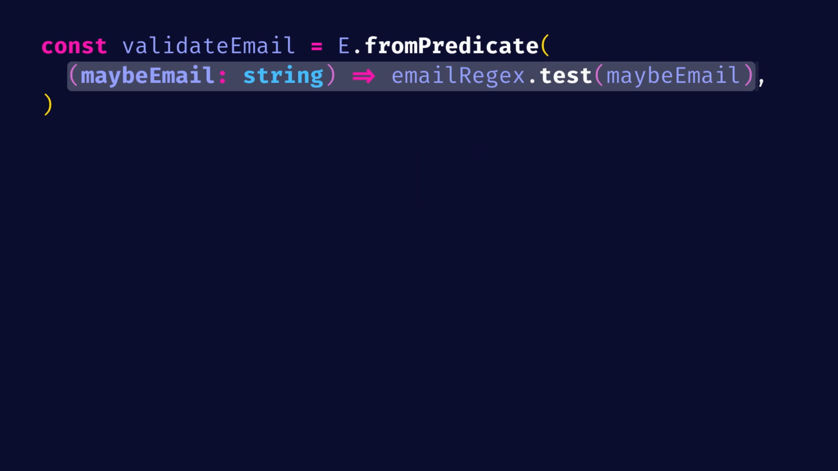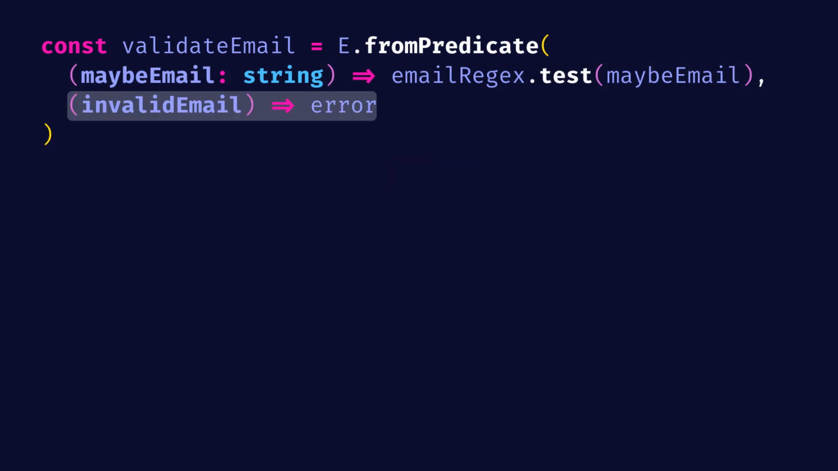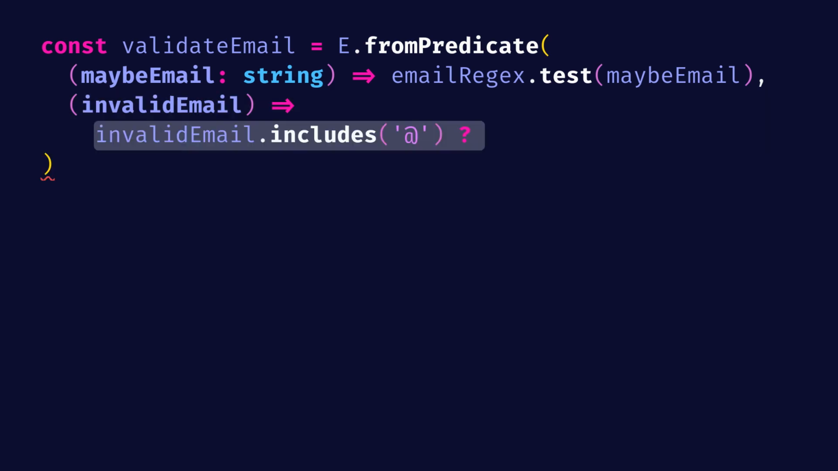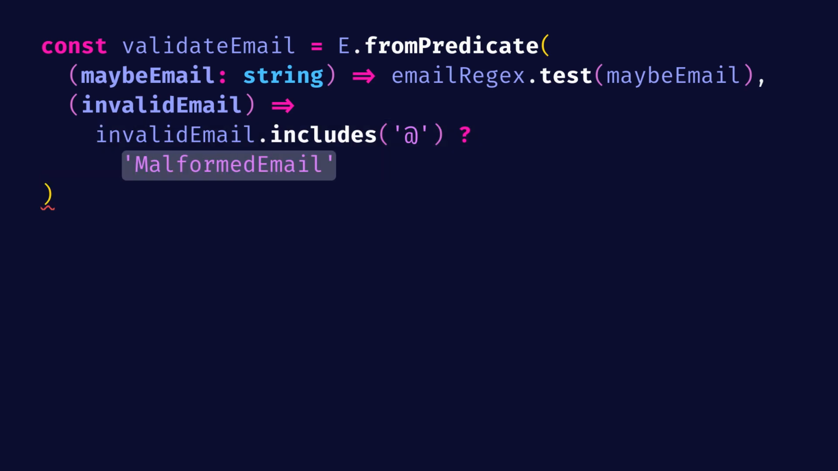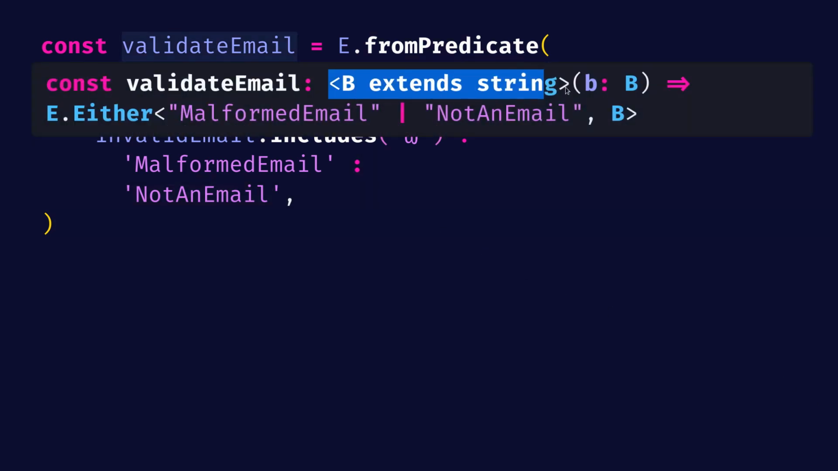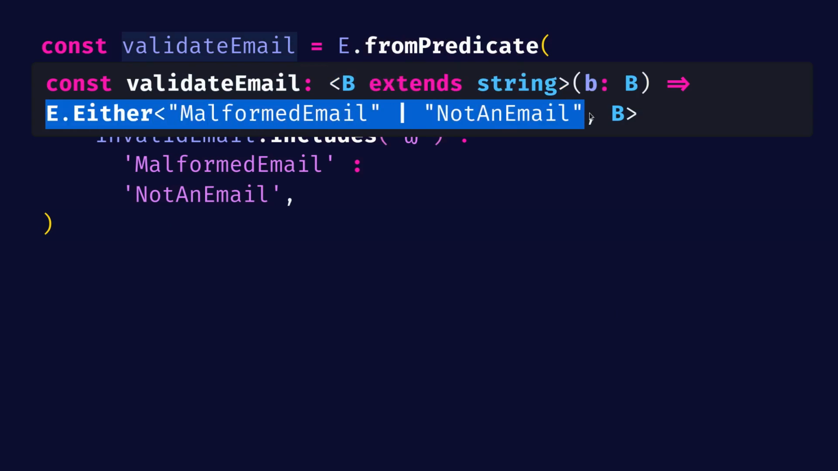If this predicate function returns true, we have an either right. If, on the other hand, it returns false, we have an either left, so we need to pass a second argument, which is a function that maps the invalid email to an error. This could be any arbitrary error object, but for simplicity, in this case we will return a simple error code. So we check if the invalid email contains an @ sign, and if so, we return malformed email, otherwise not an email. So if we look at the type of validateEmail, we see that it is a function that takes a string and returns either malformed email or not an email in the left case, and a string with a valid email in the right case.